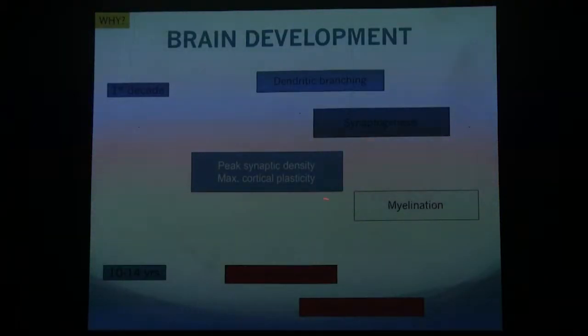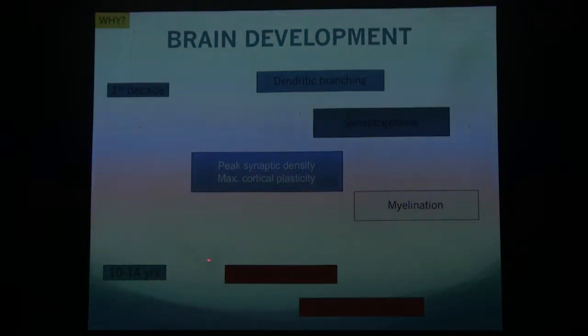If you look at how the brain develops, in the first decade you have maximum synaptic density, and therefore maximum cortical plasticity. This is the period when we learn all the skills necessary for survival. And how does that happen? It happens by the branching of dendrites, by synapses being formed, and then myelination. The majority of this activity takes place in the first decade.